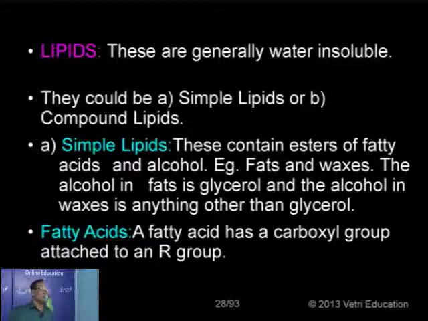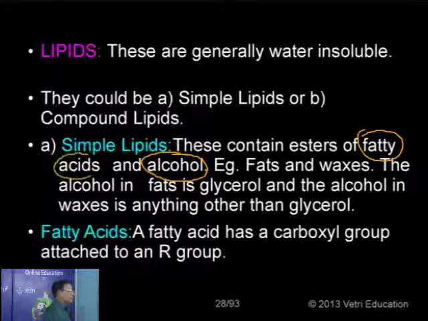A simple lipid is nothing but esters of fatty acids and alcohol. The bonding between an alcohol and an acid is called an ester bond. So the simple lipids normally contain esters of fatty acids and alcohol. These are the 2 main components. The linkage is normally called an ester linkage because it's formed between the acidic group and the alcoholic group. The best examples are fats and waxes.